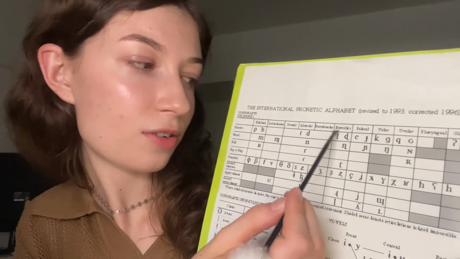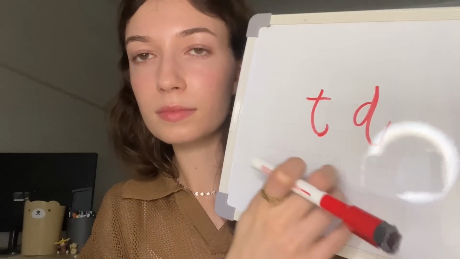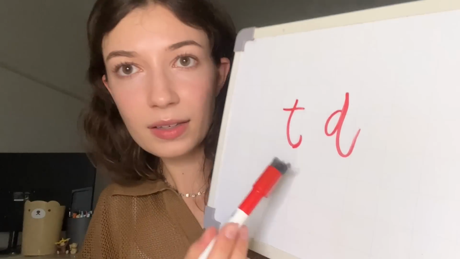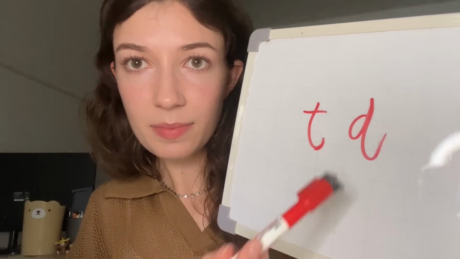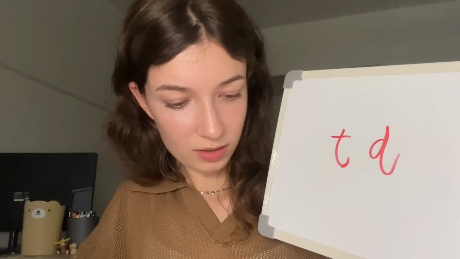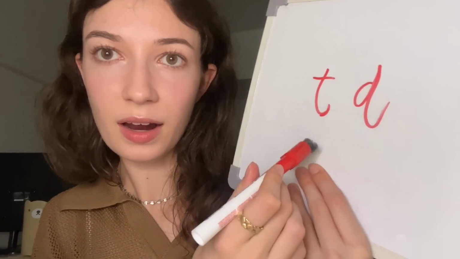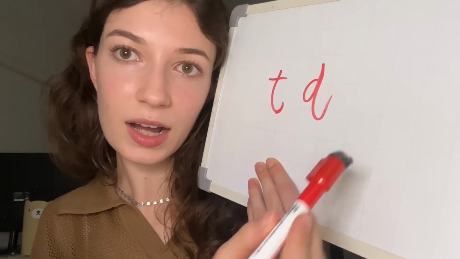And then the retroflex plosives, we do not have these in English, so they're maybe a little bit tricky, so I'll write them down for you. Ta, da. So it looks like a T and a D, but they have these curly tails. Most of the retroflex sounds, if I look at the chart here, all have this curly tail. But this would be ta and da.